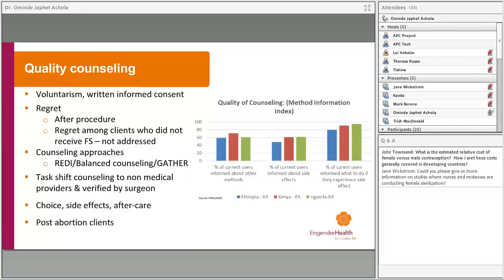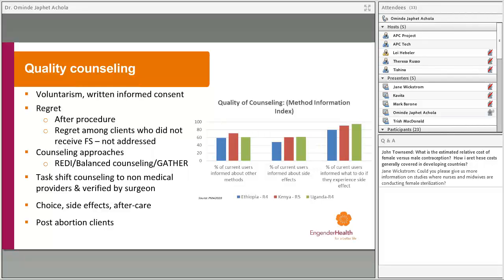Then the other aspect is quality of counseling. We have heard about voluntarism and informed consent. You've also heard about regrets, which is low. The approaches that are adopted are the ready, balanced counseling, and gather. We also have task shifting for counseling.